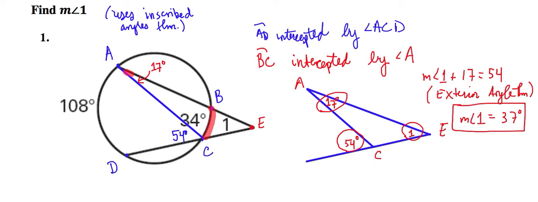And a slightly different way to approach this problem, you could also say that this angle in here is supplementary to 54, so that's 126, and then 126 plus 17 plus the measure of angle 1 must equal 180, and if you solve it out that way, I guarantee you get the exact same answer. But I just did it a little bit faster using a well-known theorem.